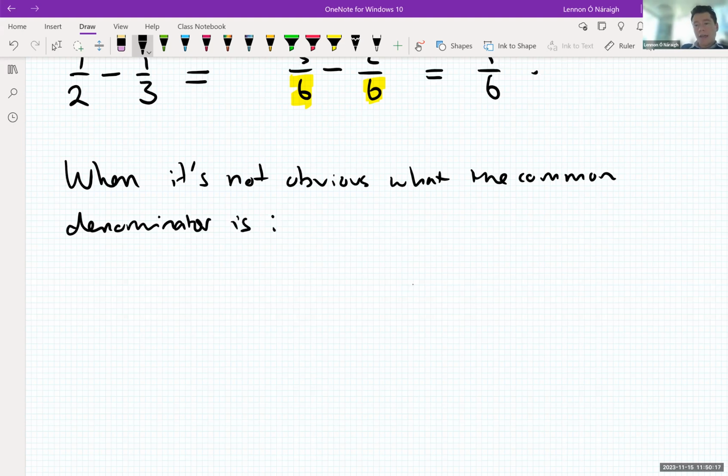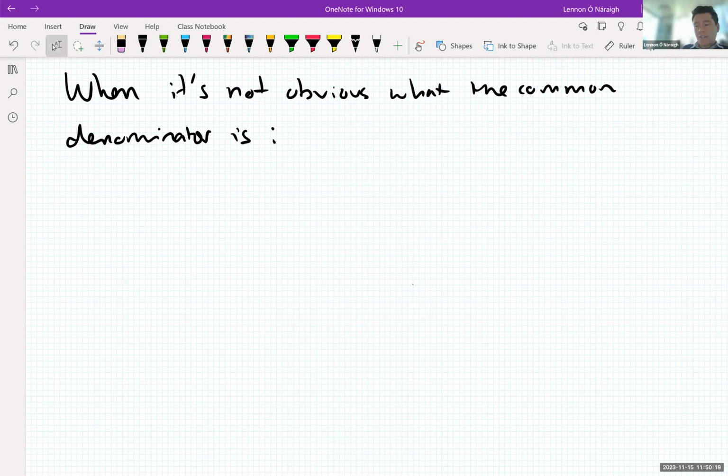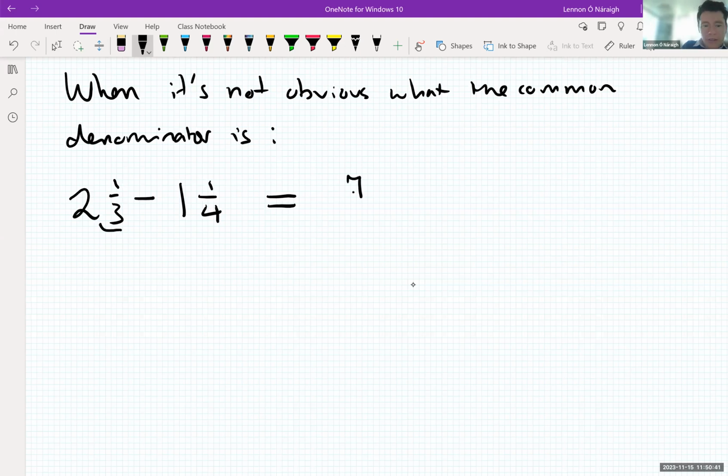But there's, again, a rule, a recipe, a procedure for working out what the common denominator is in a case like this. So let me show you, for example, if I want to do 2 1/3 minus 1 1/4. Well, I'd first of all write the fractions in the simplest possible way. So 3 times 2 plus 1 will be 7 over 3. And then 4 times 1 plus 1 will be 5 over 4.